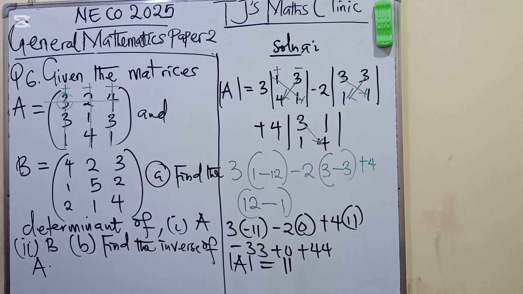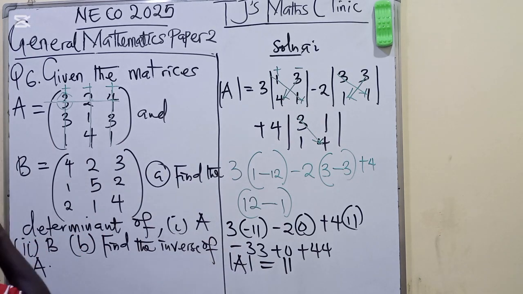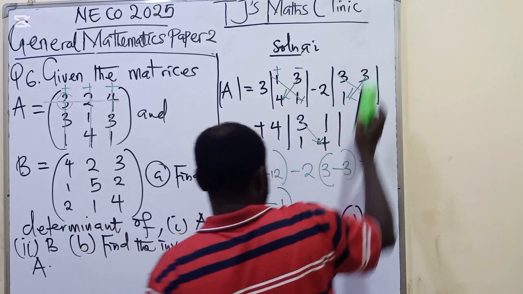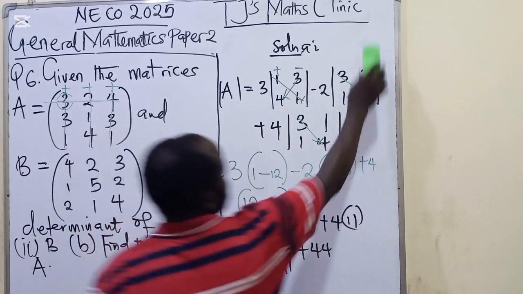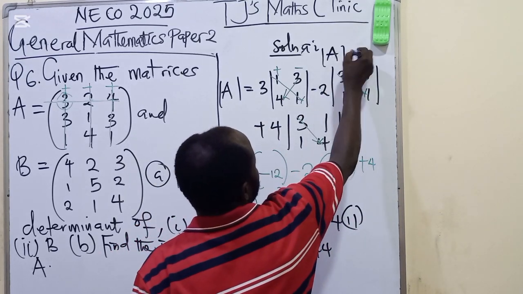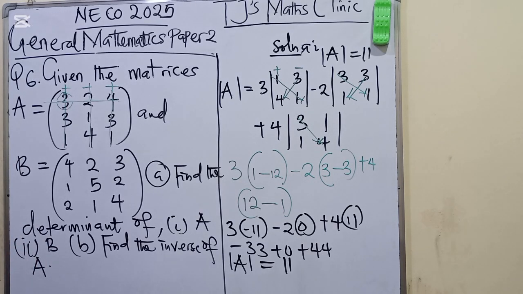Very important. This is how to go about it. So this is the determinant of A. We are asked to find the determinant of A. Let me write the determinant here. As I said, the determinant of A now is nothing but 11.